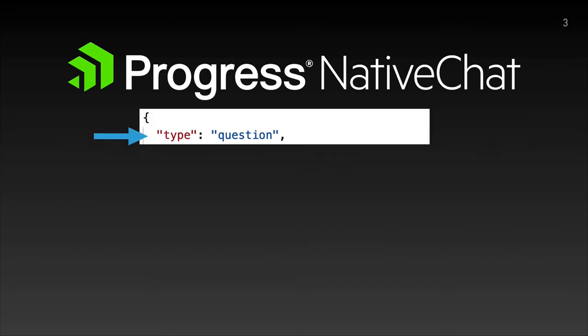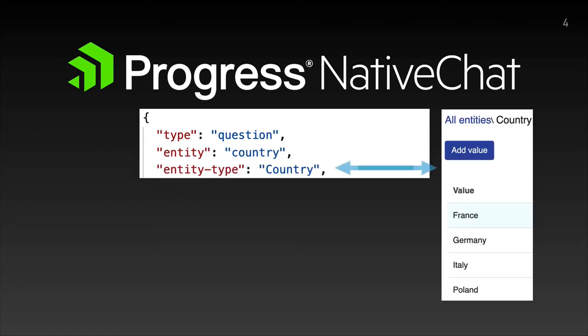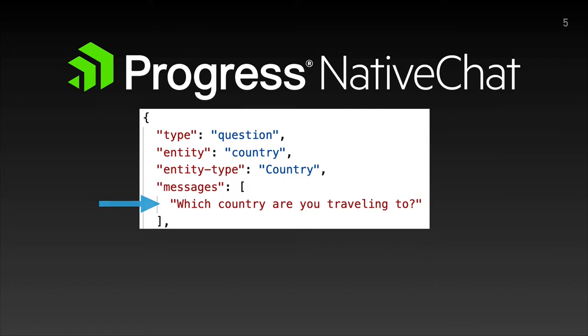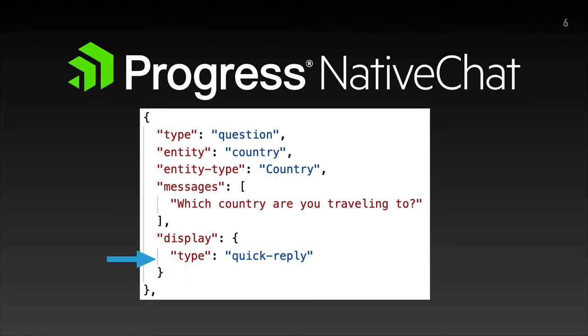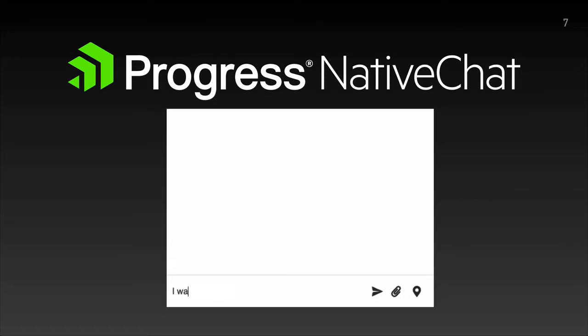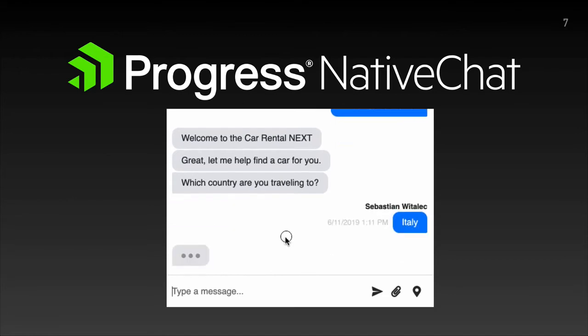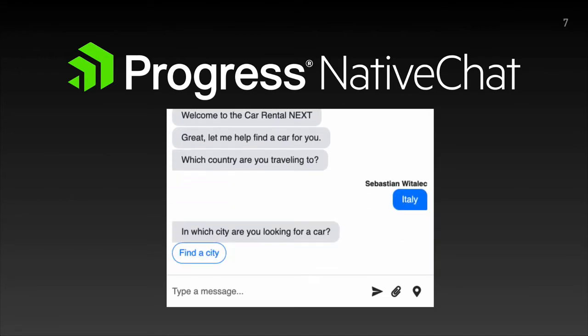Each conversation is divided into a set of steps. So a step could be of type question, which asks for a country, and then we can provide some sort of a prompt to the user to ask for that piece of data. And then finally, we could add additional UI elements to display the list of available options to the user. And with this little code, we can already run a conversation like this, where the user wants to order a car, and we provide him with a list of countries. The user selects one, and we can move on.